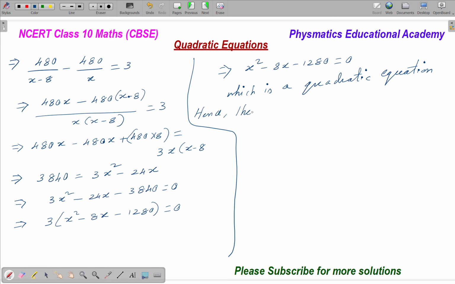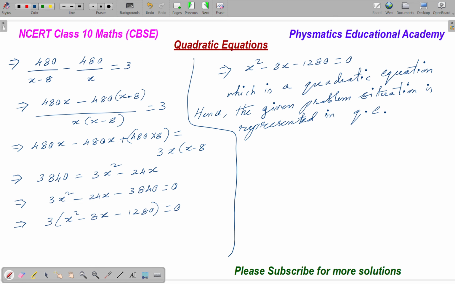Hence the given problem situation is represented in the form of quadratic equation. That is sub question number 4 of the main question 2 under exercise 4.1.